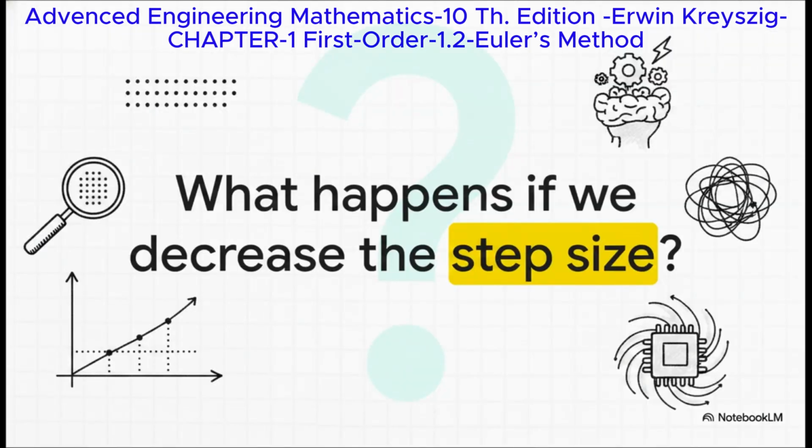And that leads us to a massive, highly critical question for any real-world engineering application. We just watched the error grow with every single step. So, what exactly happens to our accuracy, and more importantly, our overall computational load, if we decide to drastically shrink that step size h? Like, what if we drop it from 0.2 all the way down to 0.0001?